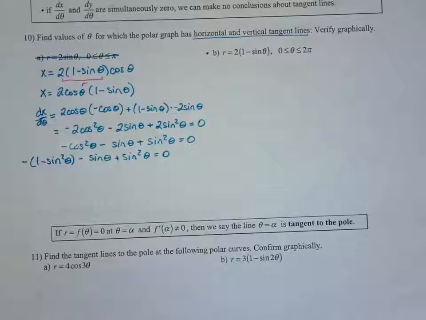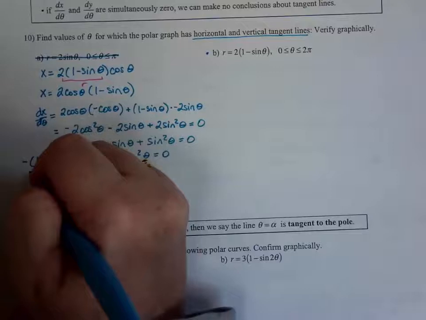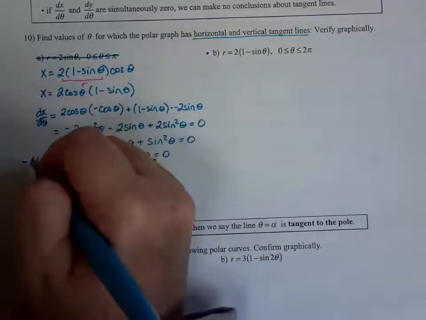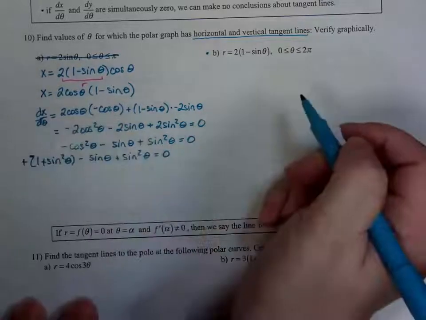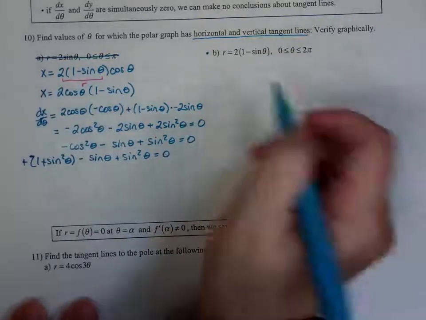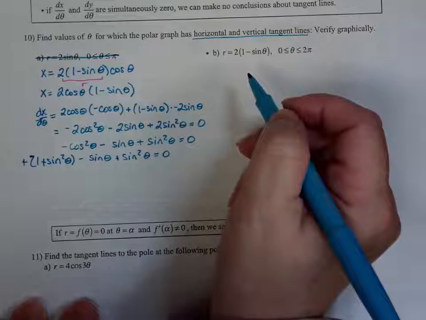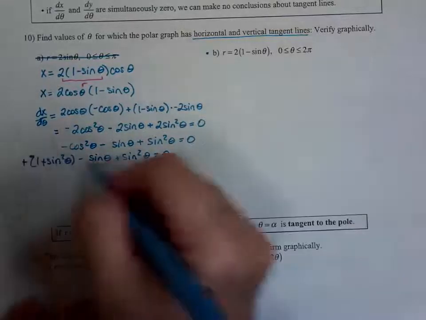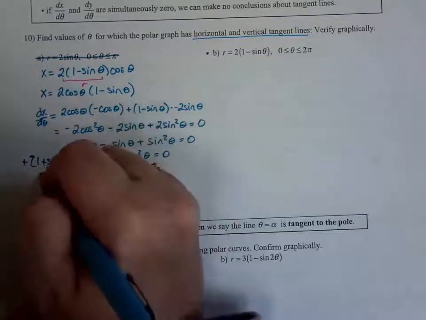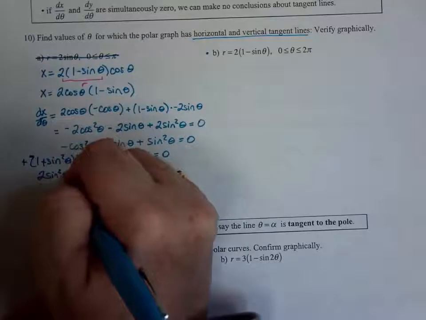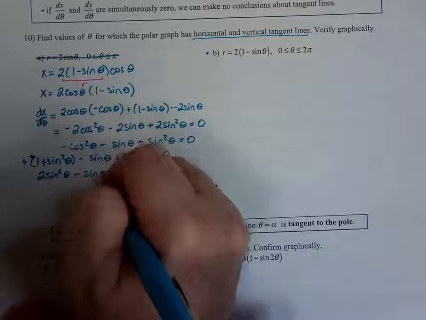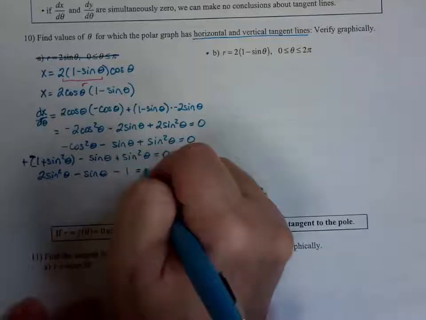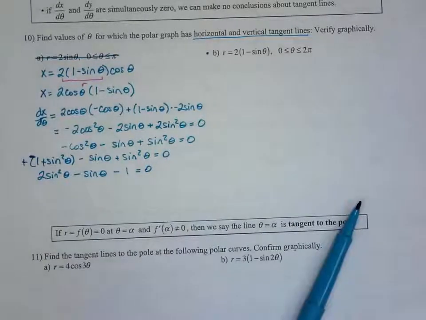So now let's just do some algebra and clean it all up. So we have, to save a line, I'm going to distribute the negative this way. It's -1 plus sine squared. Okay, so how many sine squareds do I really have? I have 2 of them, don't I? So I have 2 sine squared theta minus a sine of theta minus a 1 equals 0. There we go. That looks much better.